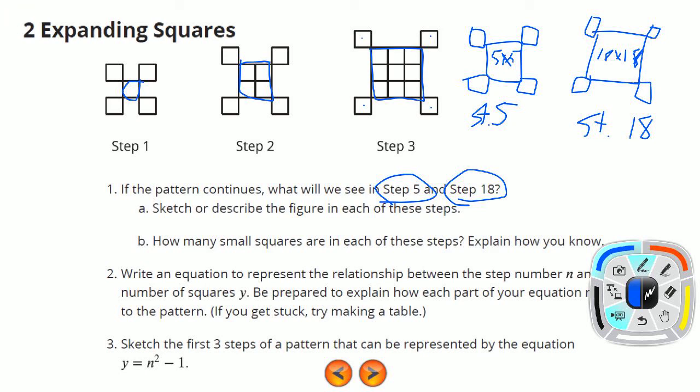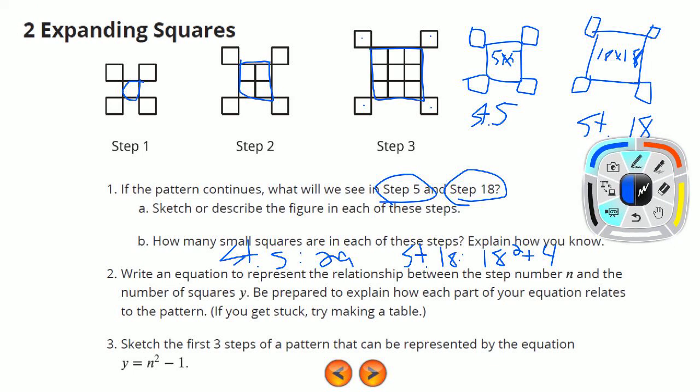How many small squares in each of these steps? Well, we said the center was the step number squared plus 4. So for step 5, 5 squared is 25 plus 4 is 29. And then for step 18, if I just simplify what I said, we could do 18 squared and then add 4. And then by simplifying it, it makes it a little bit easier to do number 2.